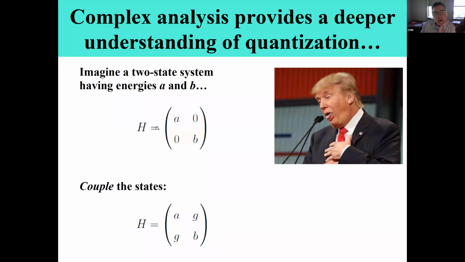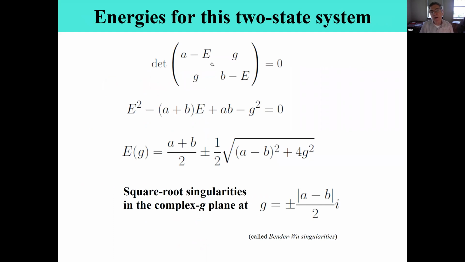So here's a 2x2 Hamiltonian, and there are two energies, A and B. But now what I'm going to do is couple the states with a coupling constant G, okay? And then I'm going to ask, what are the energy levels of this 2x2 Hamiltonian? So I take the determinant of H minus I times E, okay? And when I take the determinant, I get this secular equation here, and I find the roots of the secular equation, and here they are. And what you see is that there are square root singularities in the complex coupling constant plane, the G plane, at these 2 points, G equals plus or minus A minus B over 2 times I, okay? These are actually called Bender-Wu singularities because they arose in our studies a long time ago of the anharmonic oscillator.